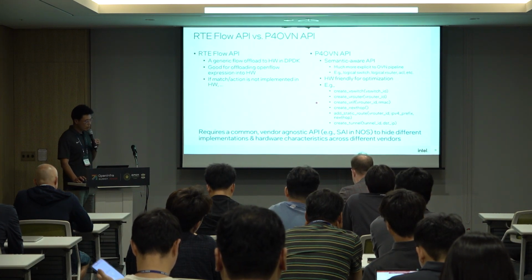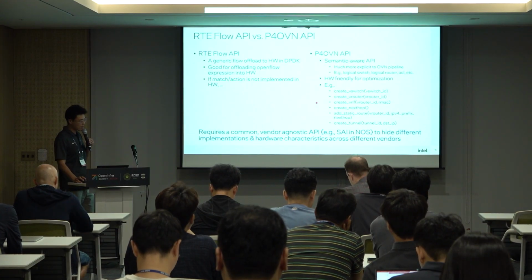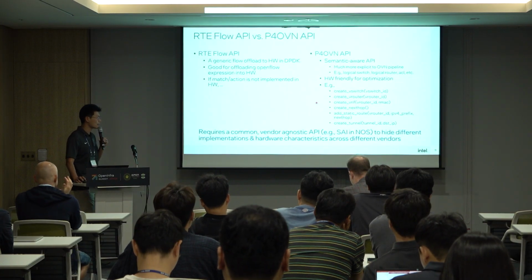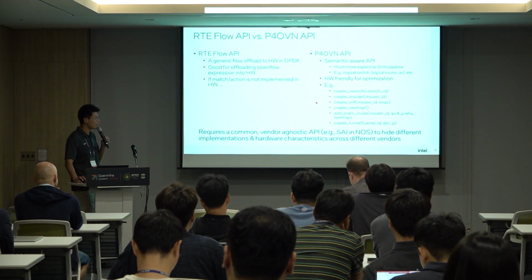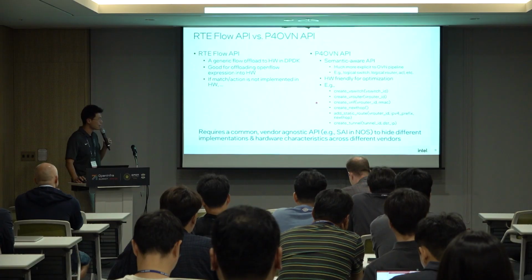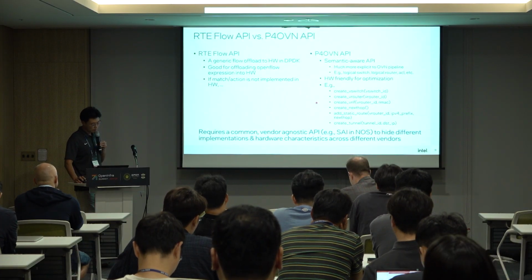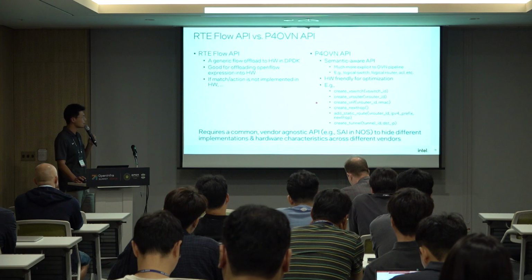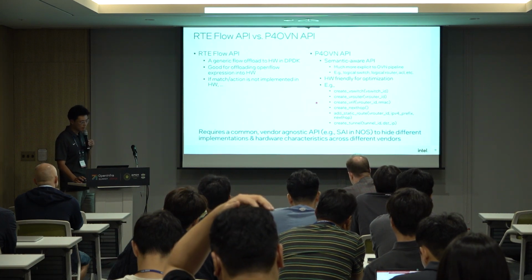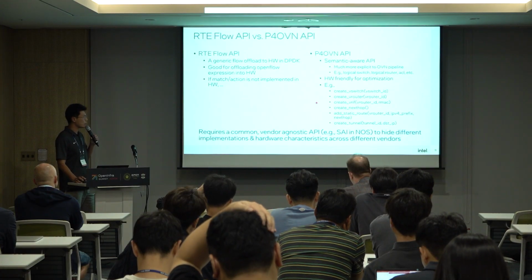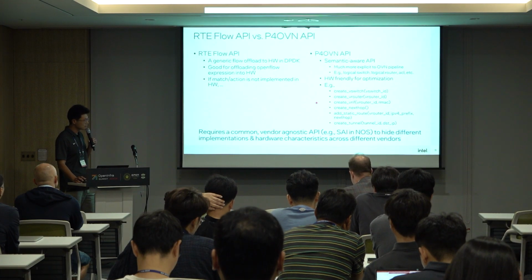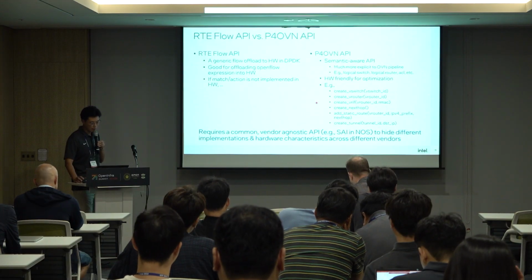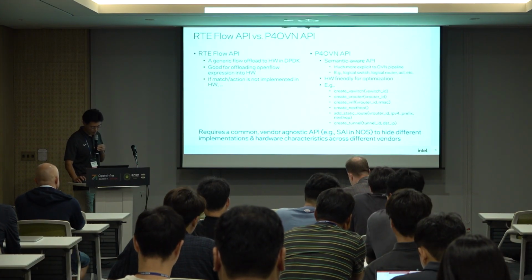But this P4OVN API is not yet a common API in the OVN community, and it still requires a common vendor-agnostic API. For example, SAI is a good reference case for the networking operating system ecosystem. So by using this common and vendor-agnostic API, we want to hide the different implementations and hardware characteristics across different vendors, so that whatever types of smart NIC and DPU are introduced underneath, the ovn-controller still works with these types of hardware at the end. That is our goal.